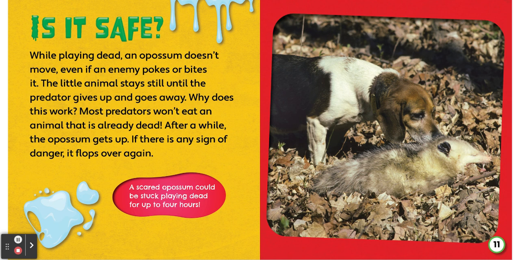Is it safe? While playing dead, a possum doesn't move, even if an enemy pokes or bites it. The little animal stays still until the predator gives up and goes away. Why does this work? Most predators won't eat an animal that's already dead. After a while, the possum gets up. If there's any sign of danger, it flops over again. A scared possum could be stuck playing dead for up to 4 hours. Wow, he's really committing to it.